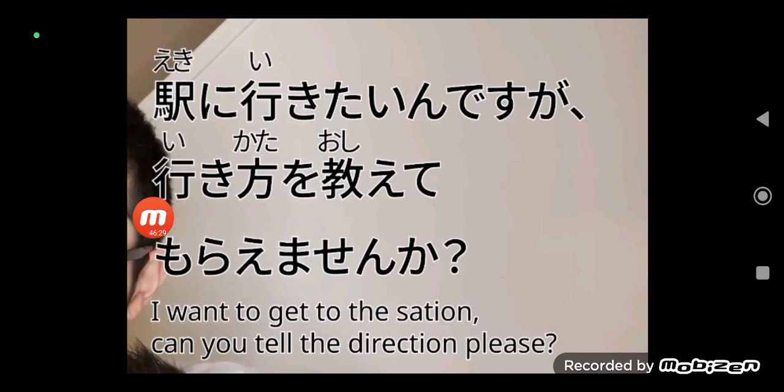The direction or way to go is ikikata. Can you please tell me or teach me? Oshiete moraimasen ka? Eki ni ikitai desu ga. So first you explain your situation, and then you tell person B your real question. Ikikata o oshiete moraimasen ka? Will you tell me the direction?